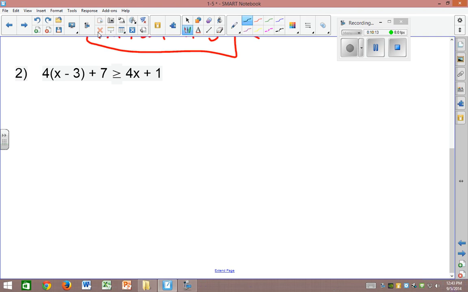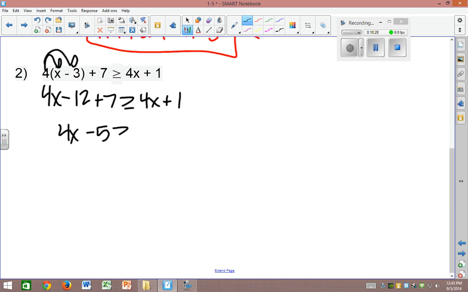I see some more distributing. 4x minus 12 plus 7, and then the rest. Okay, put things together. That minus 12 and plus 7 is a minus 5. Write the rest. Okay, let's move. What do you want to move? It doesn't matter, they're gonna cancel. Oh, minus 4x on both. So then I have negative 5 greater than 1. Is that true?